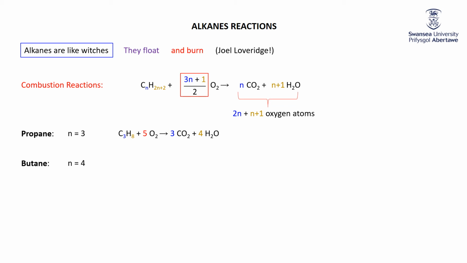Butane, n is 4, pop that in, and we get 4 carbon dioxides, 5 waters. But then you look at the oxygens, 3n+1 is 13, over 2 is 6.5. We don't really like those 6.5s unless we're talking about heats of combustion per mole. So therefore 2C4H10 plus 13O2 goes to 8CO2 plus 10H2O. Just multiply through by 2 all the way.